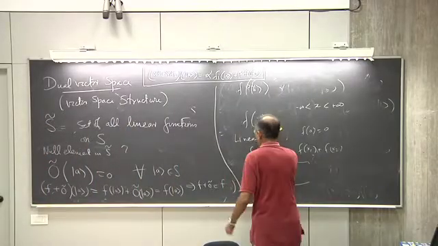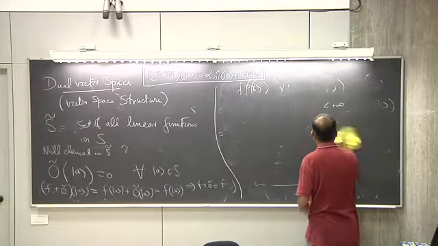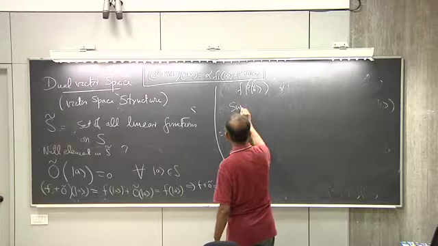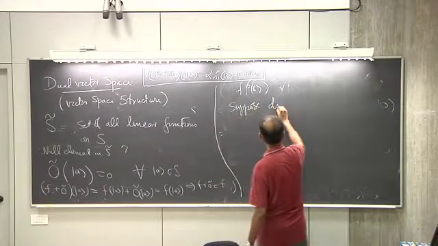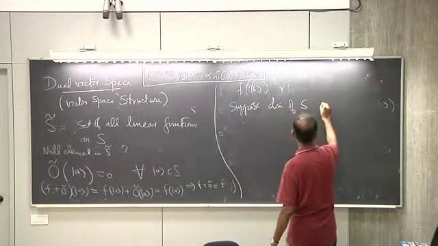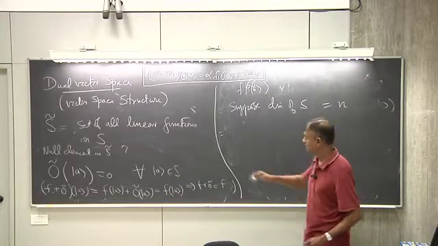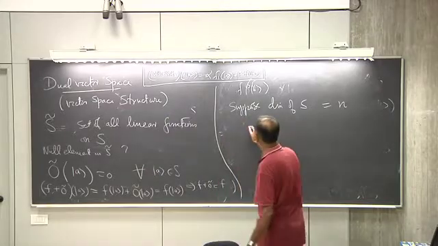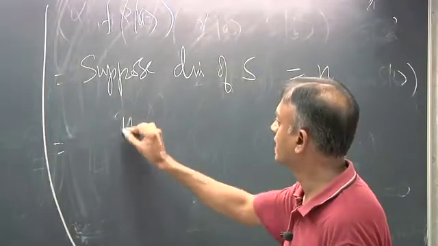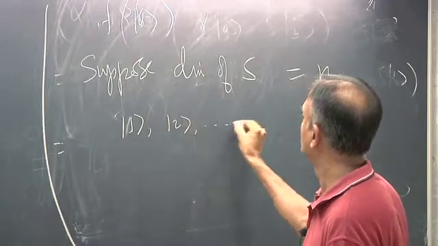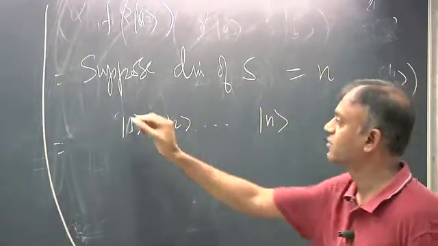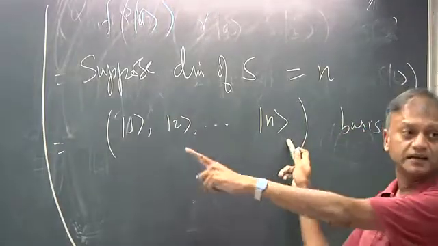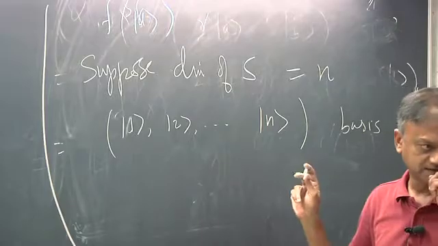Okay, so now let's see. What is the dimension of this? Let's suppose the dimension of S is n, the original vector space. That means I can choose a basis here, which I denote by e1, e2, ..., en. So this forms a basis. A set of linearly independent vectors will form a basis of S. Okay.